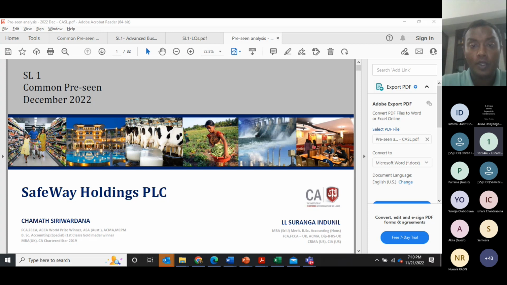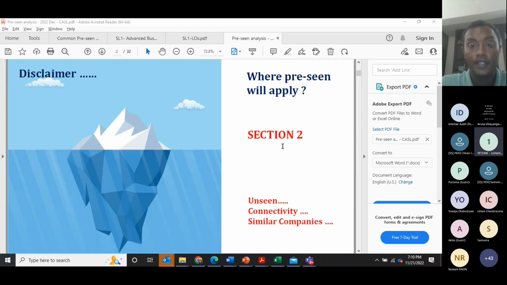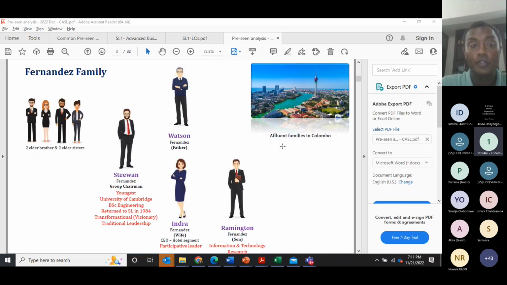As we always say, this area is like an iceberg. What will come in the exam we can't exactly predict, but there is some information we will draw close attention to, which will be useful. All these slides are nicely done by Chamath. This introduction section, which he was supposed to cover, in the interest of time, I'll take.